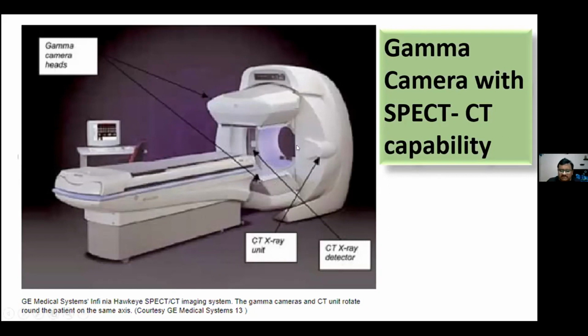Basically, the CT scanners of gamma cameras are 2 slice or 4 slice CT scanners, and we are doing mostly a non-contrast enhanced CT for localization, a low dose CT, as we say. So this is just for localization and not really a diagnostic CT.